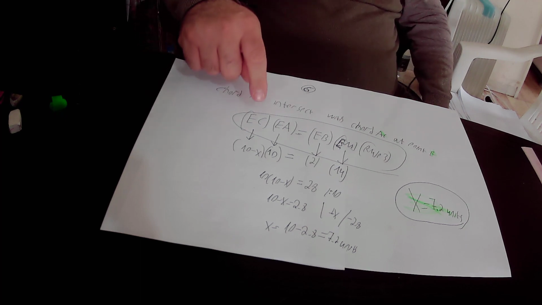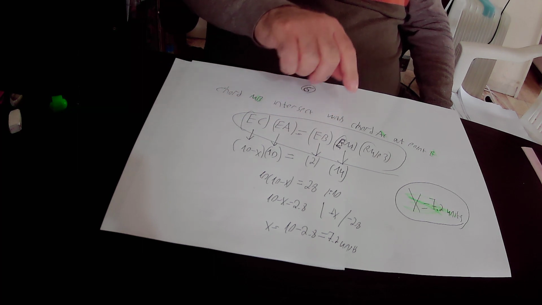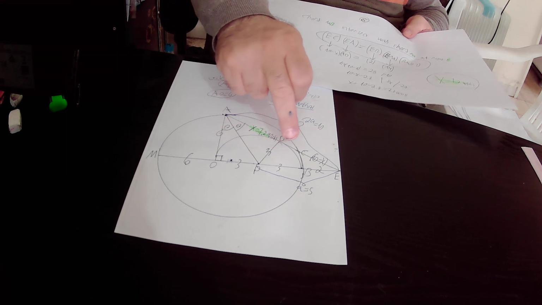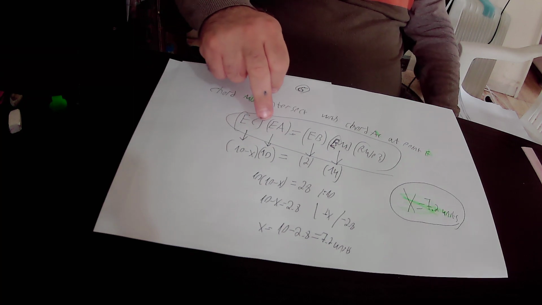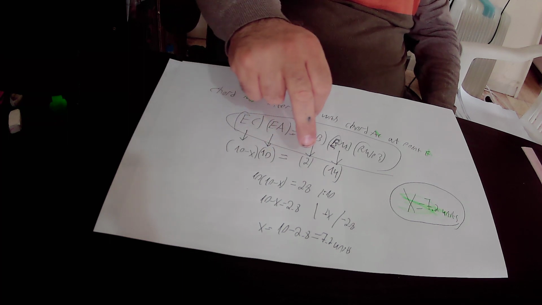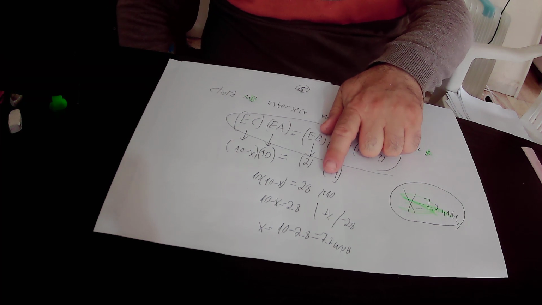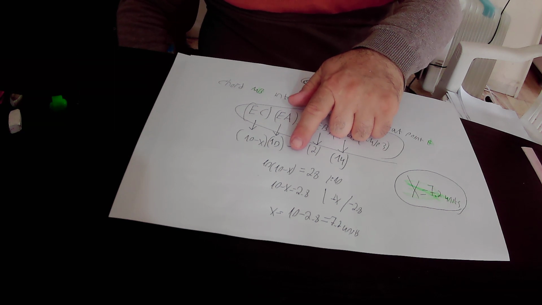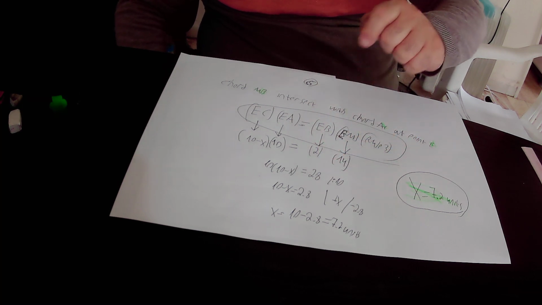EC equals 10 minus X, EA equals 10, EB equals 2, and EM equals 6 plus 6, that is 12, 12 plus 2 is 14. So in conclusion, we found that (10 minus X) times 10 equals 2 times 14, that is 28, or 10 times (10 minus X) equals 28. We divided this equation by 10, and we found that 10 minus X equals 2.8.